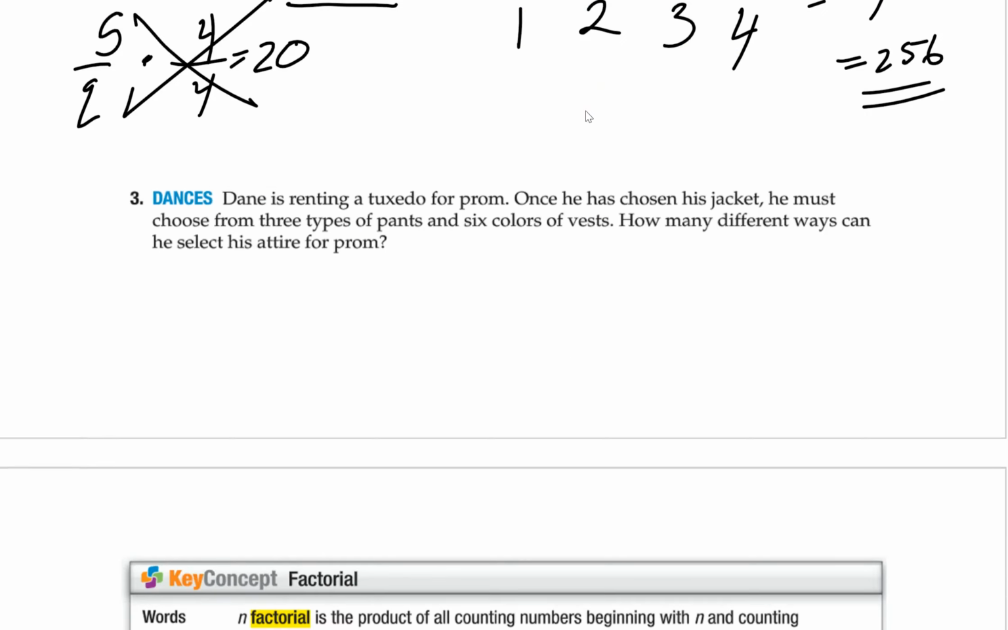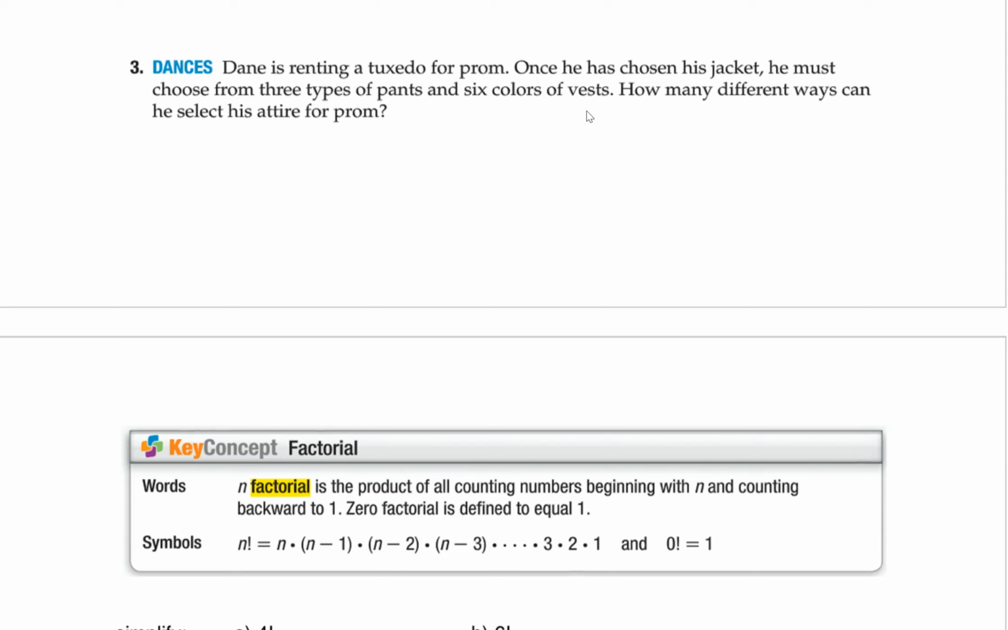Let's do one final example like this. Dane is renting a tuxedo for prom. Once he's chosen his jacket, he must choose from 3 types of pants and 6 color vests. How many ways can he select his attire for prom? So he already chose his jacket. So jacket, done. He has 1 option. He chose it. He's happy with that rhinestone jacket.